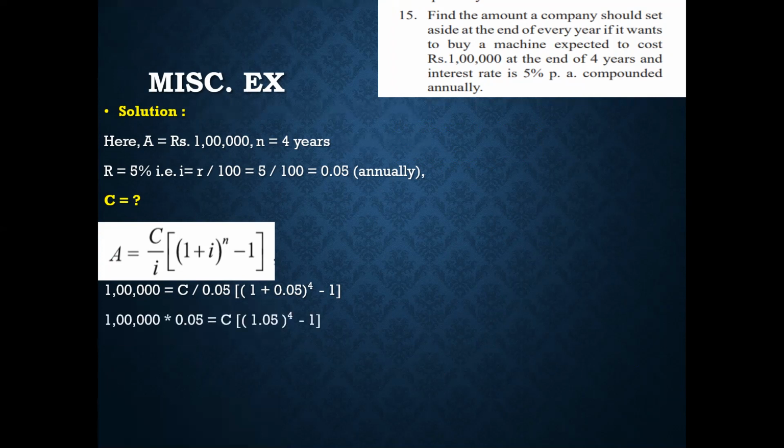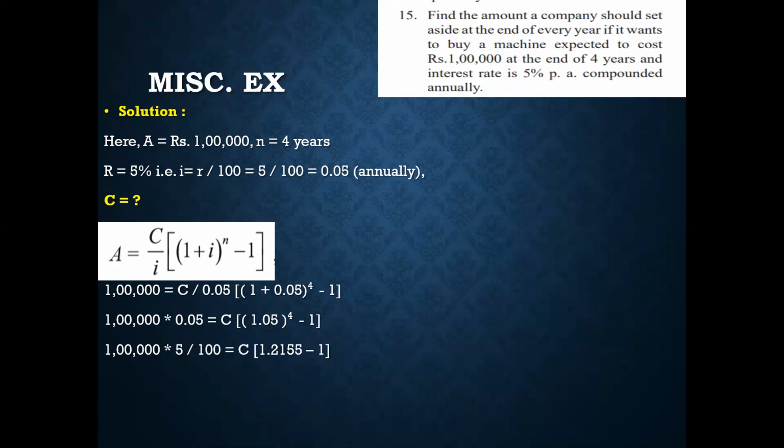Again, the value of 1.05 the whole raised to 4 is not given, so no need to worry. In the exam, it will be given. There's a printing mistake again. As you can see, 0.05 over here was in the division form, so I cross multiplied and sent it over there with 1 lakh. On removing the decimal, you will get something like this.